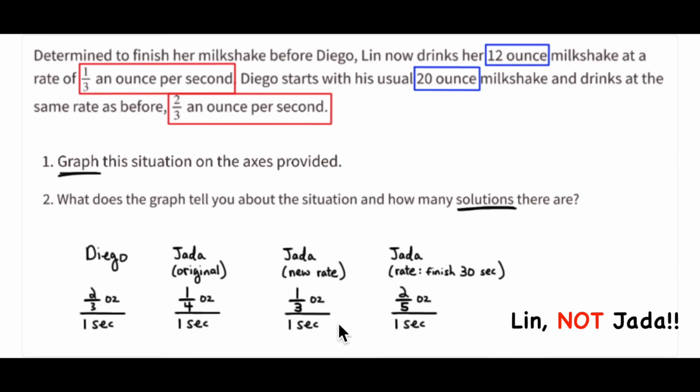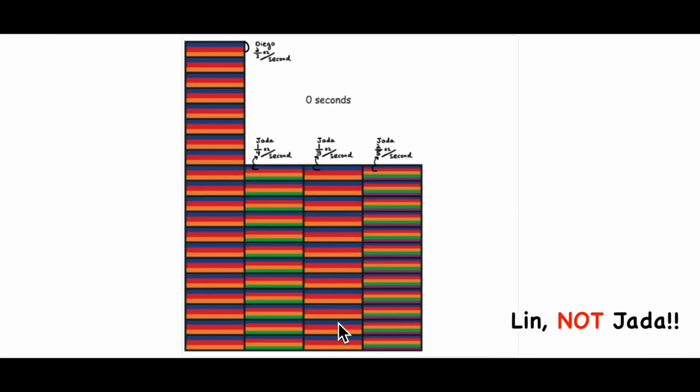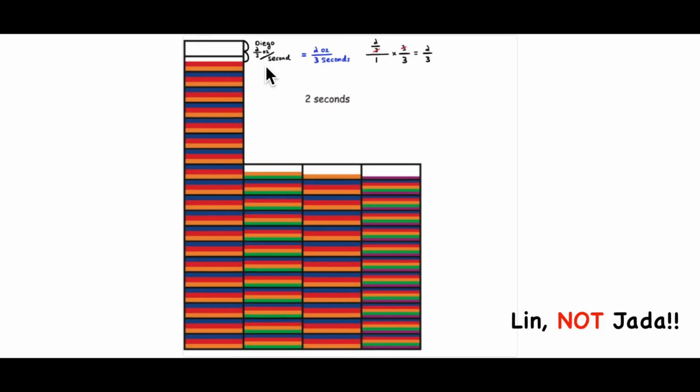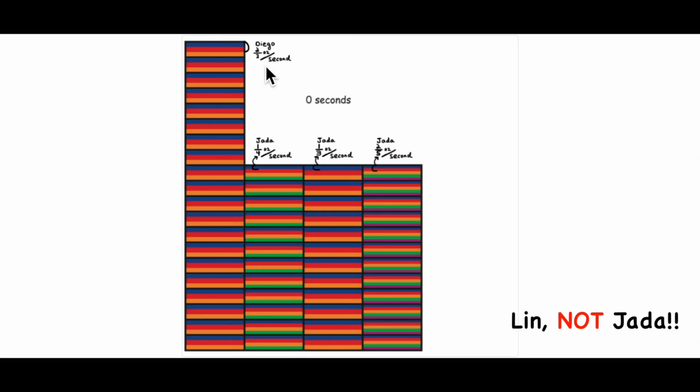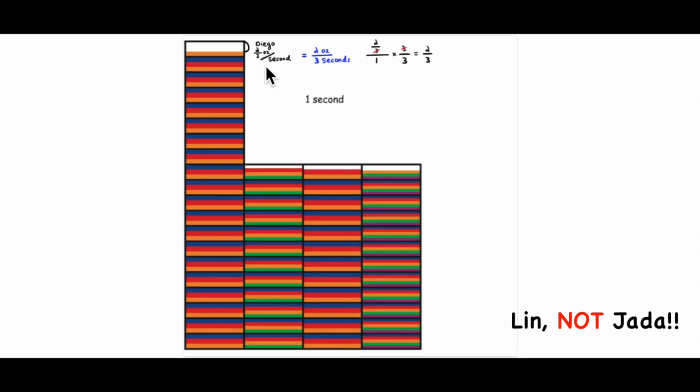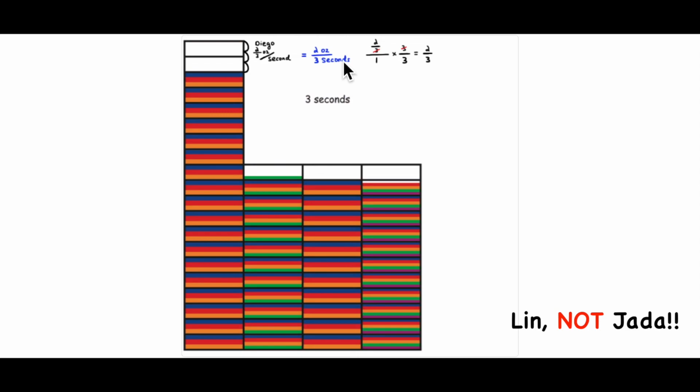So why is that? Why does that happen? Here's one example. Let's look at Diego's rate first. He drinks his shake at 2/3 of an ounce per second. So if we go out 3 seconds, each of these is 2/3 of an ounce. That's 1 second, 2 seconds, 3 seconds. And how much did he drink? He drank 2 ounces. So that's 2 ounces in 3 seconds.